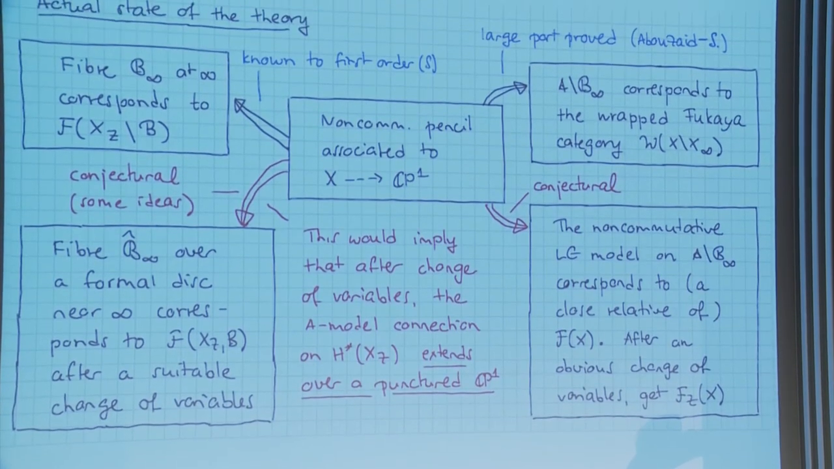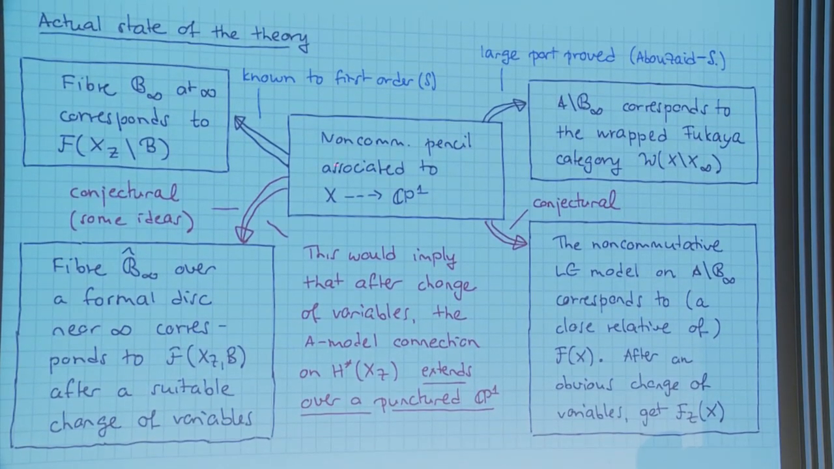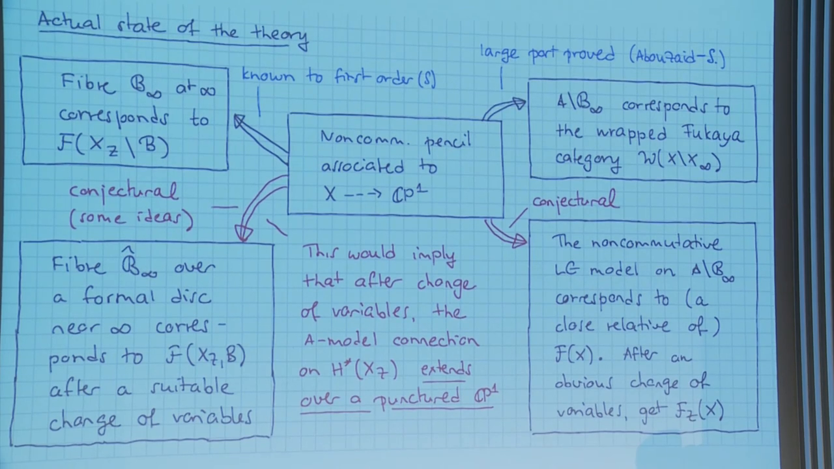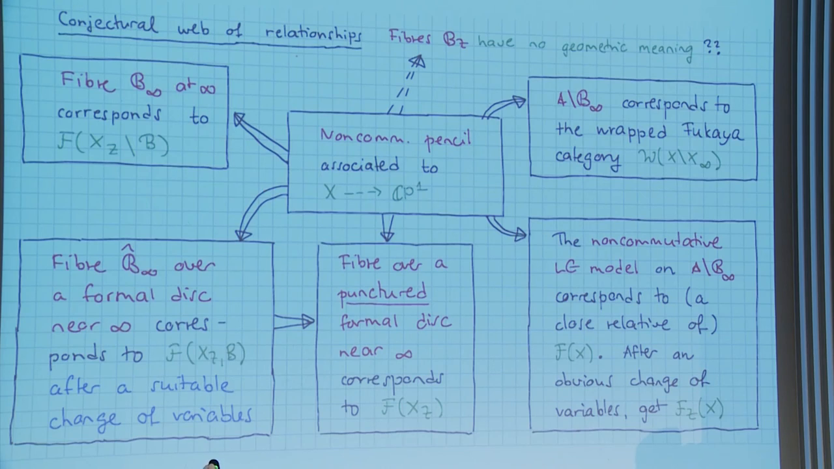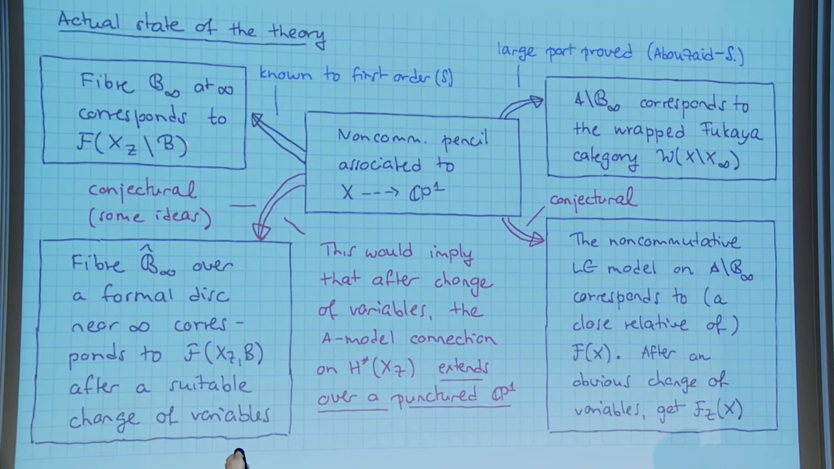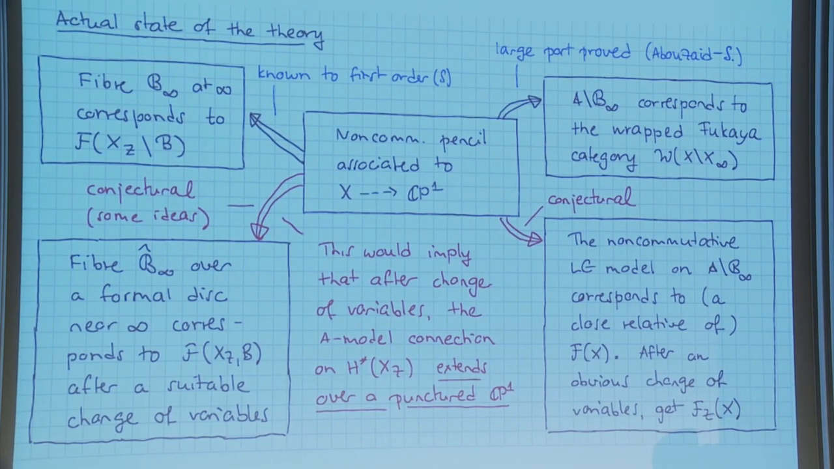Where are things now, and where do I have the problems? At least I proved that in some cases this non-commutative pencil structure exists. There's this relation here with the category of the punctured fiber. I proved this one to first order with respect to this weight, ignoring the higher order parts of the pencil, which is a reasonable indication, I think. The relation to the wrapped categories is proved in large part by Mohammed and myself. But the two things that remain are by far the most interesting.